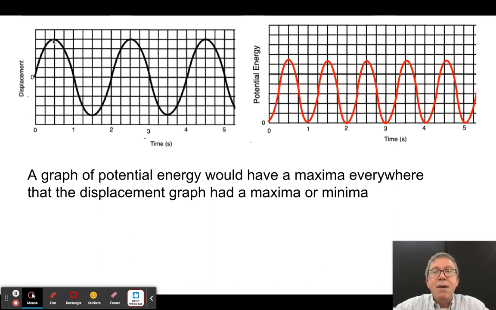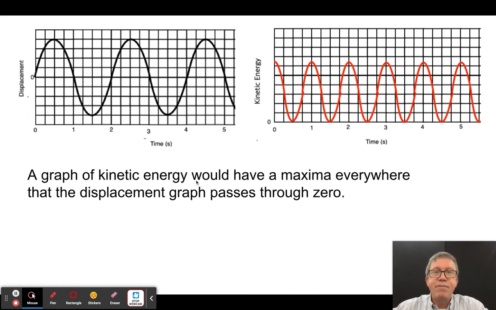So when it is at equilibrium, it's going to have 0 potential energy. And when it's at maximum displacement, it's going to have maximum potential energy. And as it passes back through equilibrium, it has no potential energy. But I see that it's going to have half the period because every time I reach a maxima, so does potential energy.